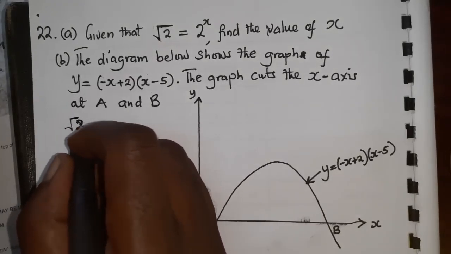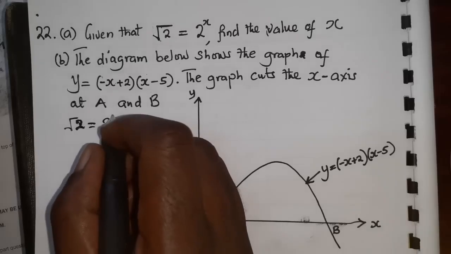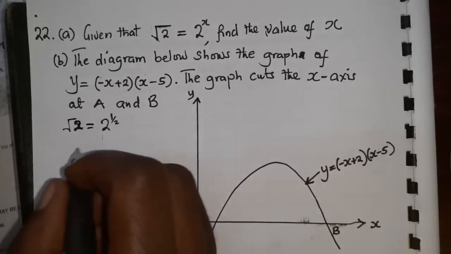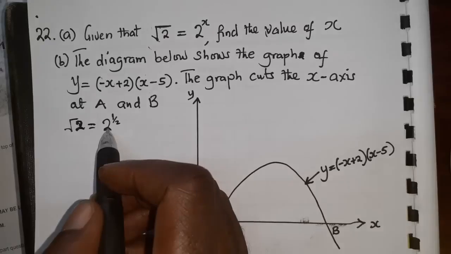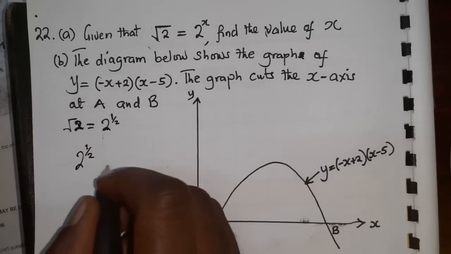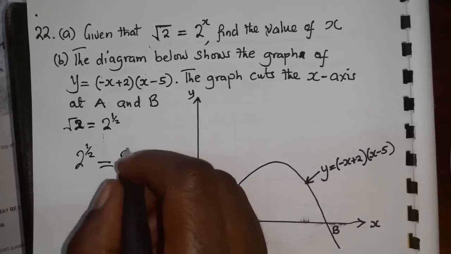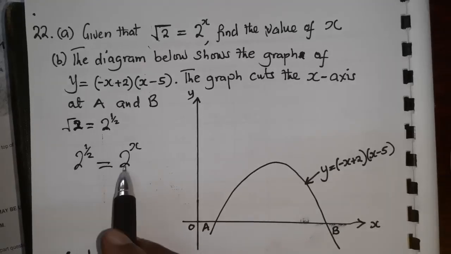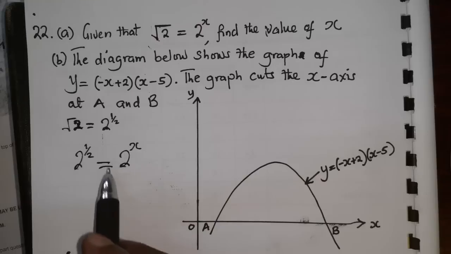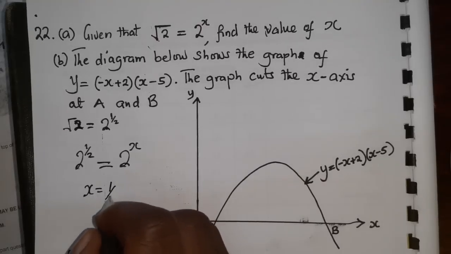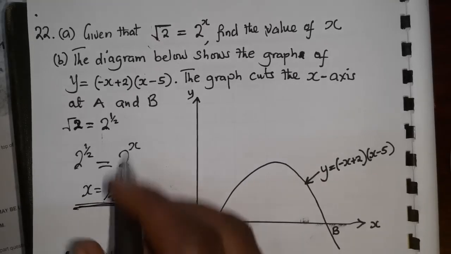so this is the square root of 2. You can rewrite this one as 2 to the power 1 over 2. So it will be 2 to the power 1 over 2 is equals to 2 to the power x. The rules of indices say that when the bases are the same, you equate the indices. So x is equals to 1 over 2. That's the answer for the first one.